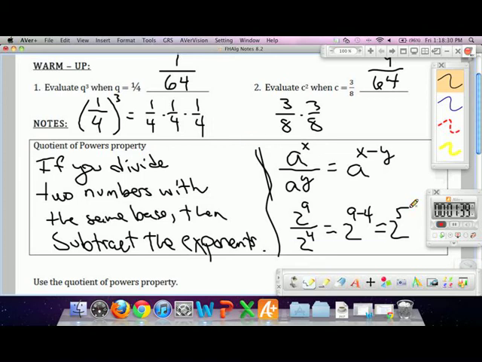It's the partner that goes along with the product of powers property from yesterday. Note that in our more symbolic example here, we're taking the numerator's exponent and subtracting the denominator's exponent. We'll always take the numerator's exponent, subtract the denominator's.